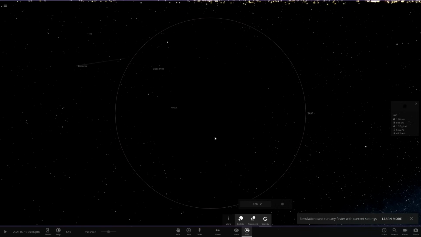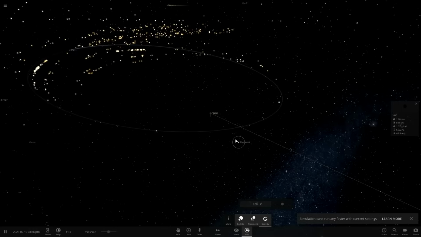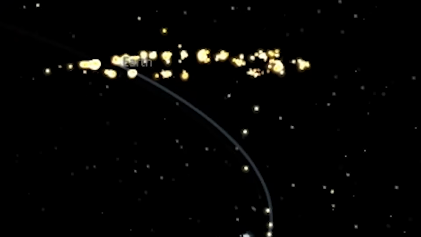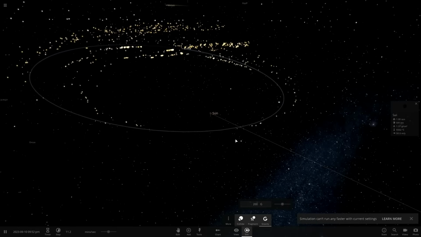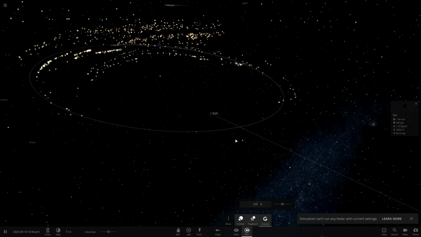Yep. That's a problem. So wait a second. If the sun can turn into a black hole at 200 times gravity, I think that it's totally possible that we can make every single planet in the solar system become a black hole with enough gravity. There goes Earth.